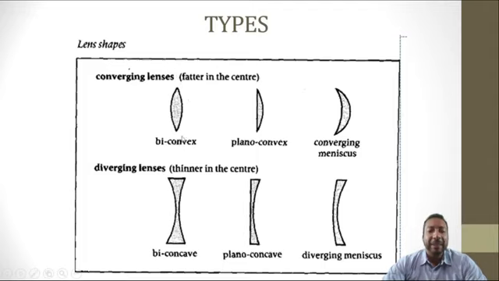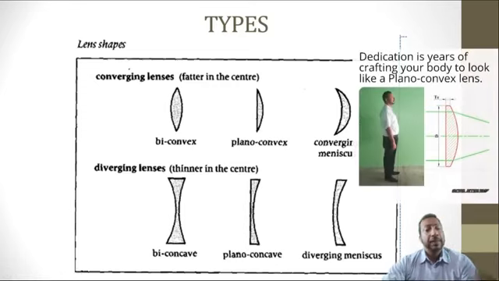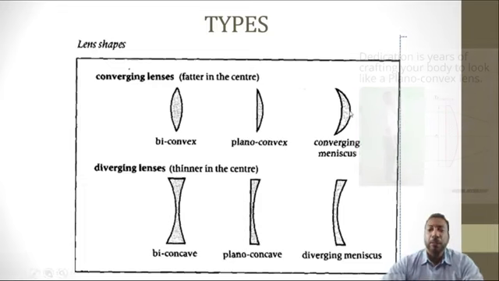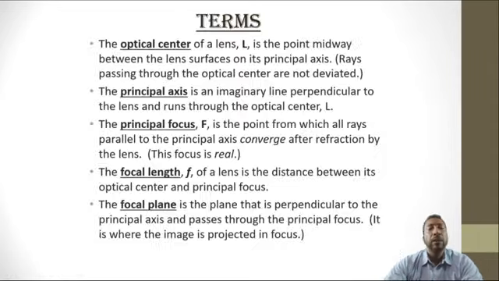So biconvex lenses are shaped outwards on both sides. A planar convex lens has one straight side and the other side outwards. And then we have the converging meniscus. The diverging lens is different from the converging lens in that it is thinner in the center. All right, so we have a biconcave, the planar concave, and the diverging meniscus, similar to the three for the converging lens.